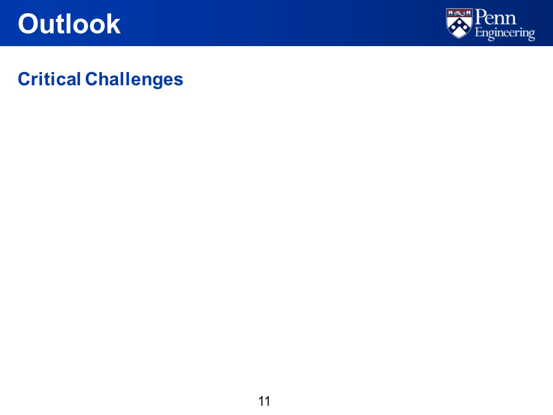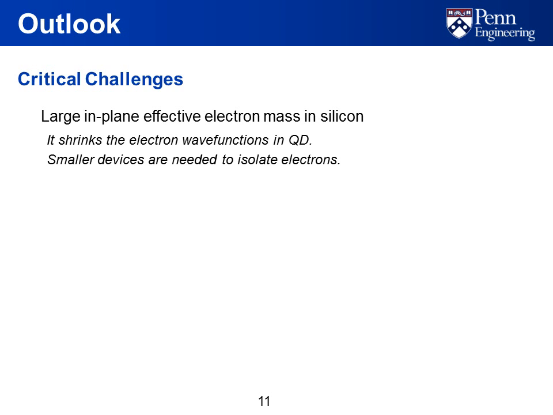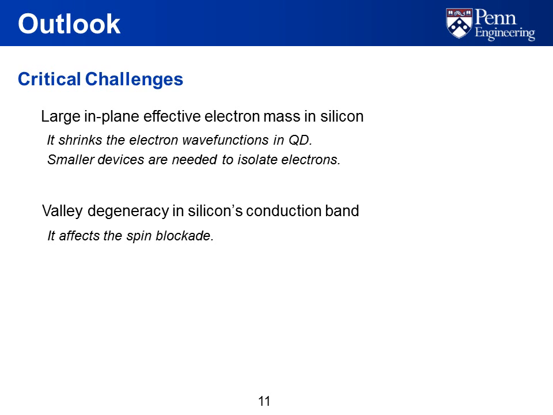As for the outlook, there are a few challenges of lithographic silicon quantum dot qubits. The first one is its large in-plane effective electron mass. This large electron mass will shrink the electron wave functions in the quantum dot. As a result, smaller devices are needed to isolate electrons. Secondly, there exists valley degeneracy in silicon's conduction band, which may affect the spin blockade.